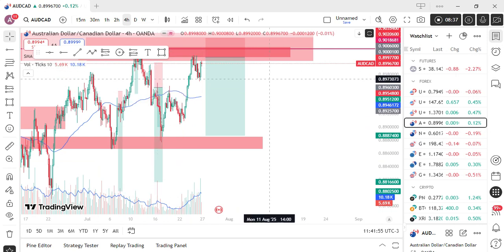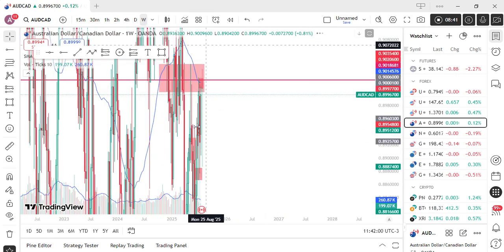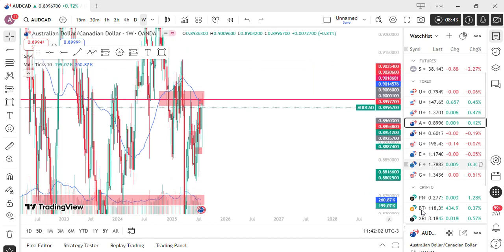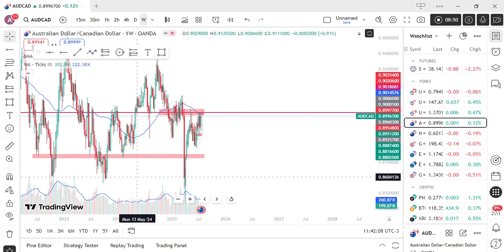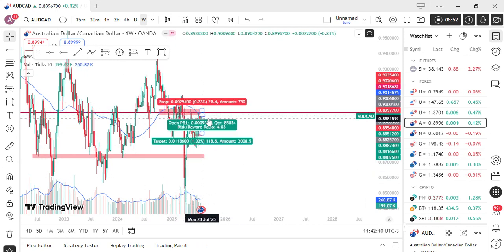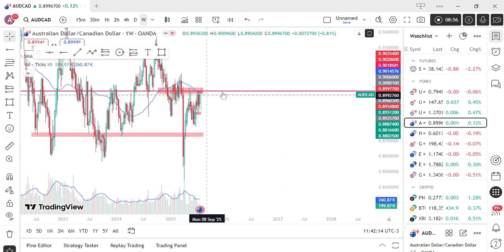So we can still see AUD CAD has been bearish. You can see this level, we break below it, making us bearish, and we haven't even broken above anything. We are just retesting this region, and we can actually be done with this region.